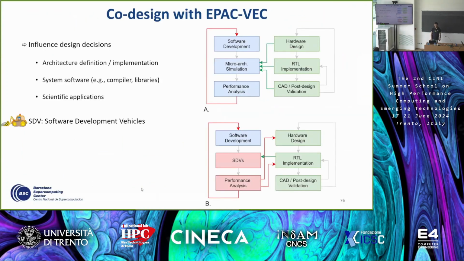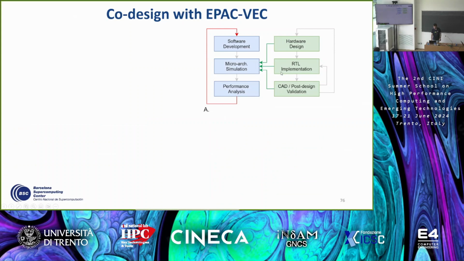And this will bring us to the software development vehicle that I mentioned before. Usually when you do a chip, you follow this path, okay? The green is the hardware. You design the hardware, you do the RTL implementation, you do the post-design validation, and you repeat this loop. And then when you are okay, you send it to the foundry and you do the chip.